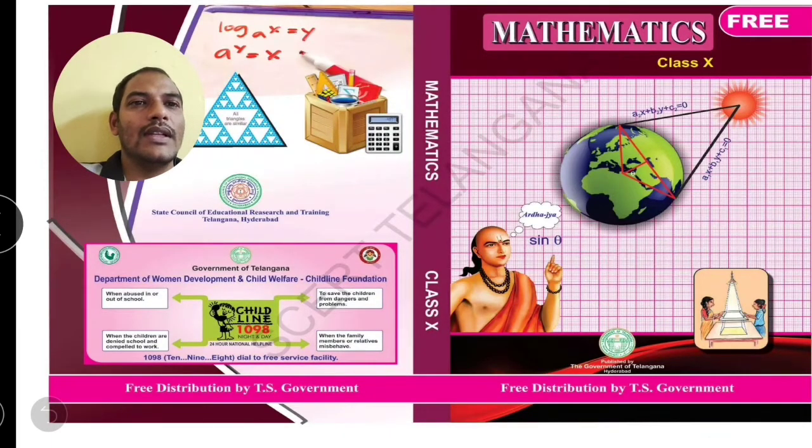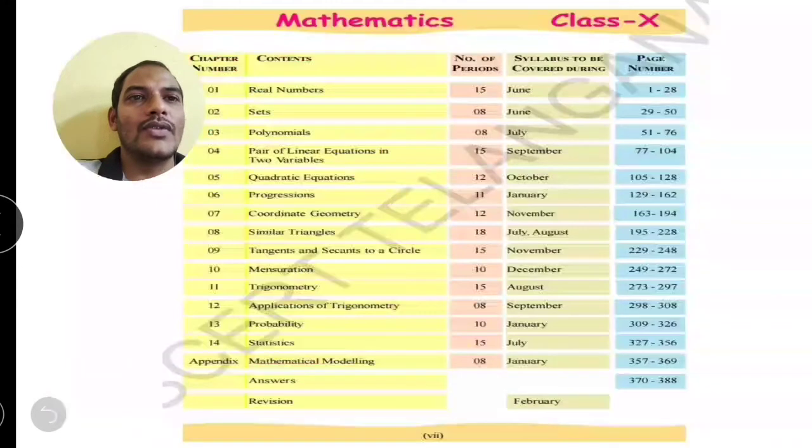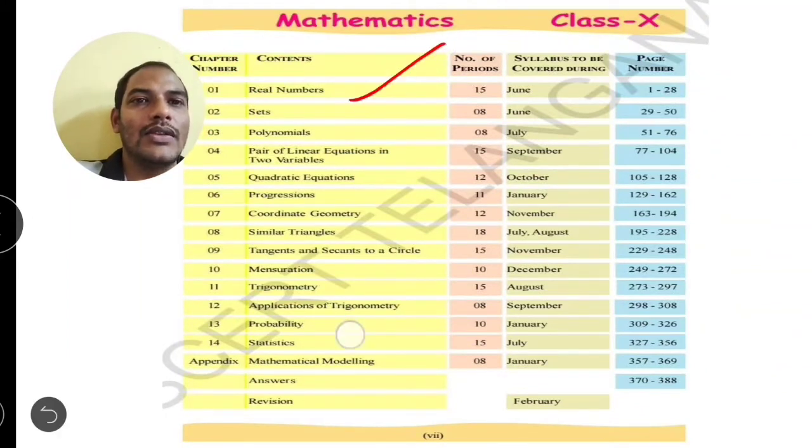So this is our 10th class maths textbook front and back cover page. Let's go to the index page. We have a total of 14 chapters in our textbook. First chapter, real numbers, sets, polynomials, pair of linear equations in two variables, and so on. And the last chapter is the 14th one, statistics.